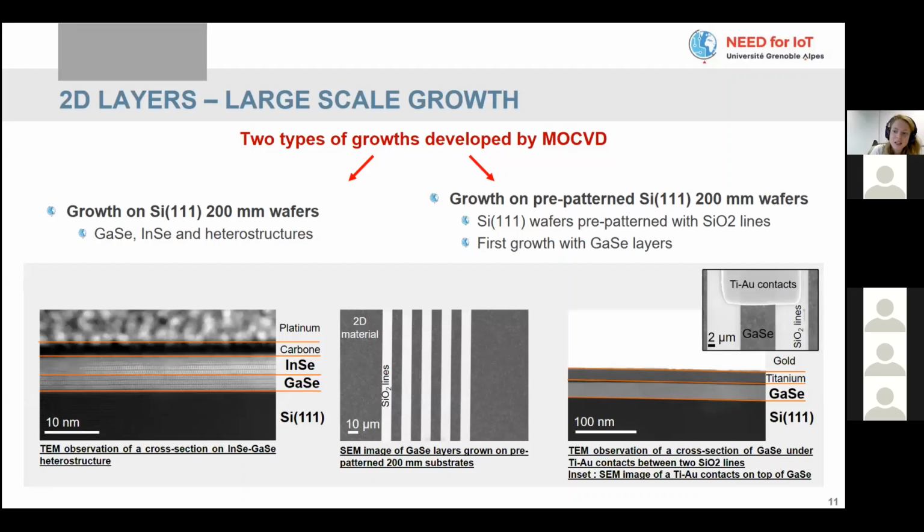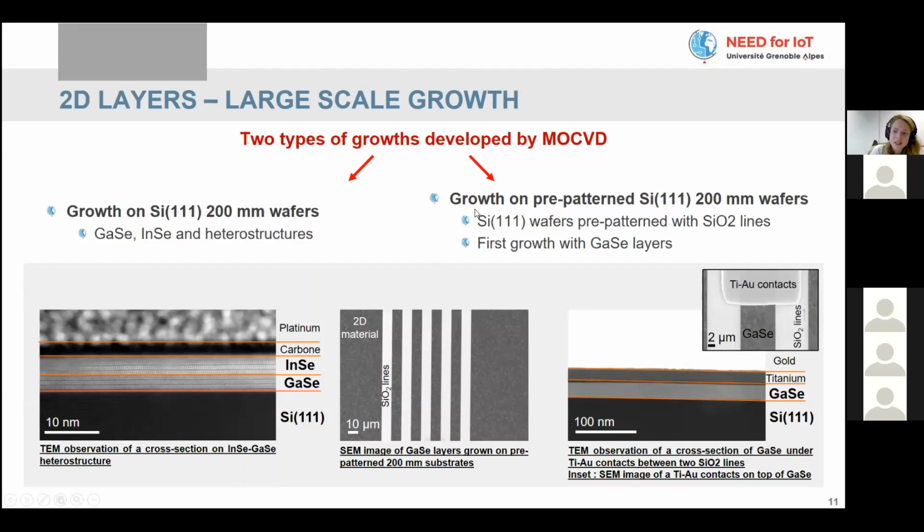We also develop in parallel 2D layers for large-scale integration. To do that, we work on two types of growth. We are growing gallium selenide, indium selenide, and heterostructures on silicon 111 200 millimeter wafers. Here you have a typical TEM observation of a cross-section of indium selenide on gallium selenide on silicon.